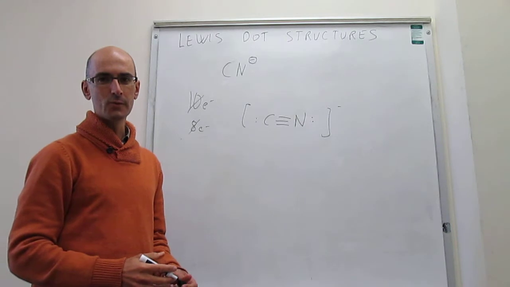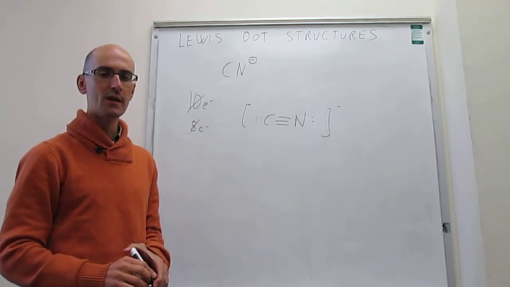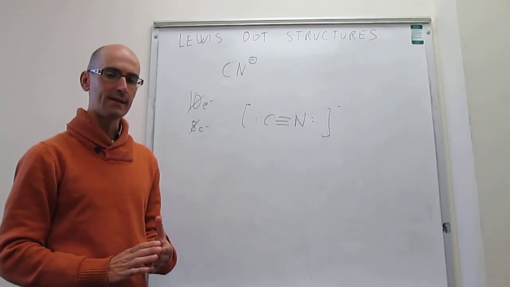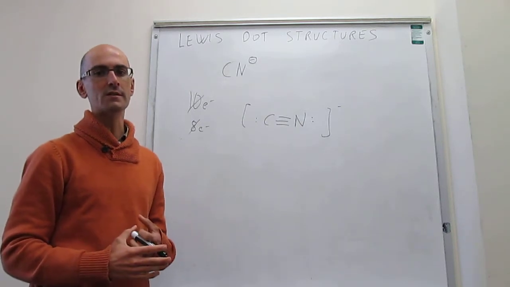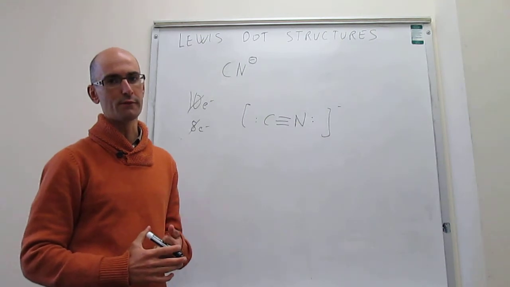All right, so in this video, we've tried to improve our skills drawing Lewis dot structures by looking at the carbon dioxide and cyanide structures. In the next video, we're going to introduce the concept of resonance, and then a couple of videos from now, we'll introduce the concept of formal charge.